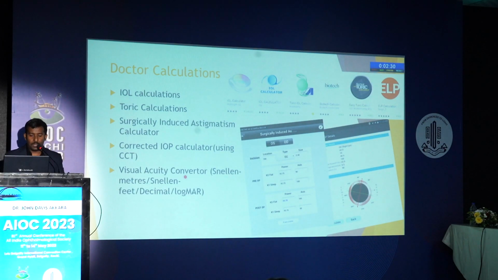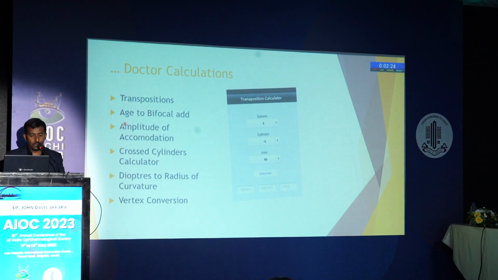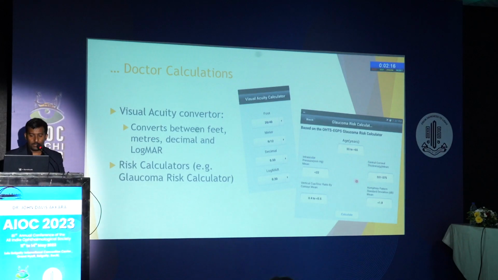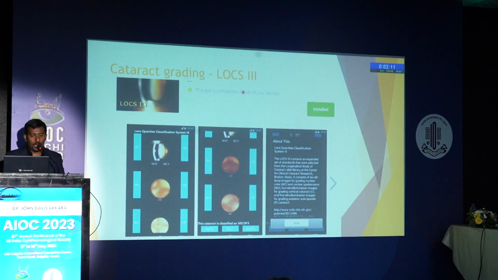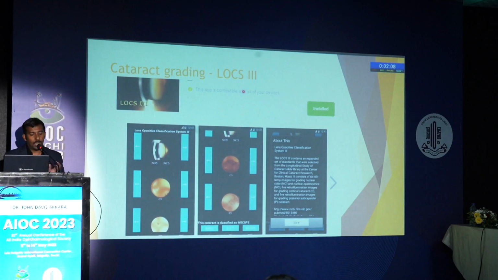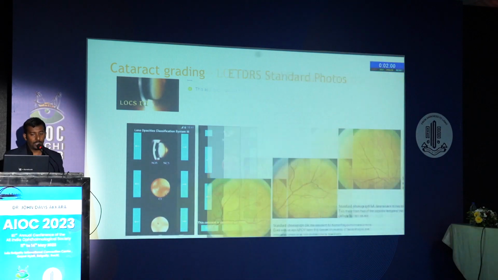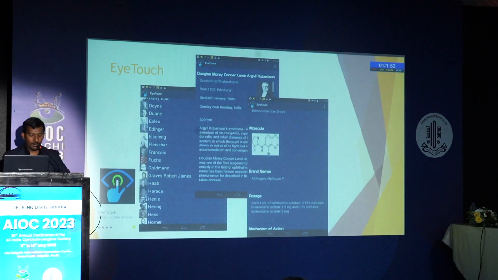Then visual acuity converter also is there. Then you have transpositions, which I often use, and the others also can be used, add bifocal, etc. Of course, these two, as I mentioned, are also quite useful as a glaucoma specialist. And for cataract grading, you have an LOCS3 app which does not grade it for you, but it shows you the reference images. So if you want reference images for LOCS3 grading, you have it there. Similarly with the ETDRS app, you have the reference images. So these are very simple apps, but they give you a standard reference.